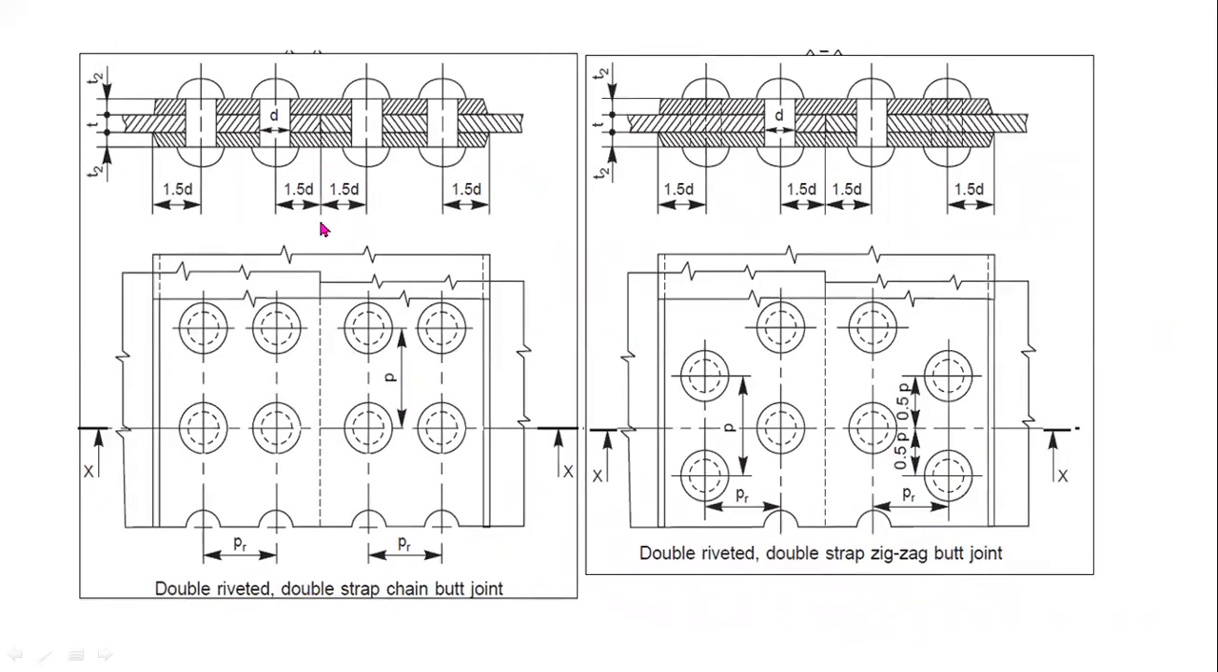Here this is the double row double strap chain butt joint. This is the double riveted double strap zigzag joint.